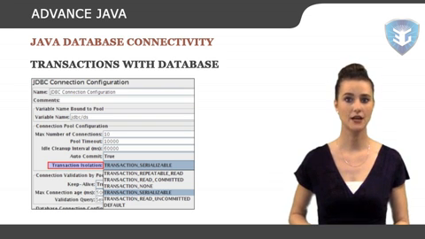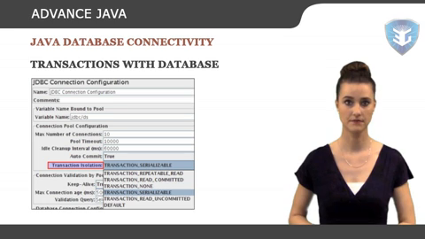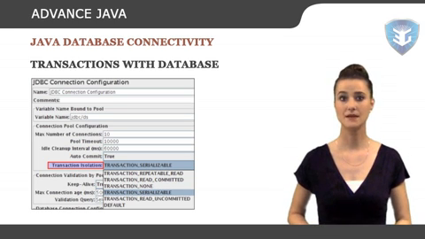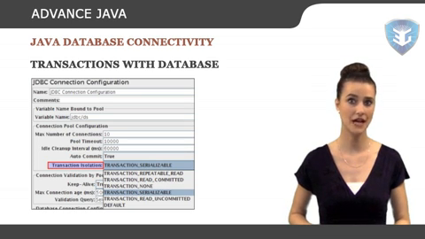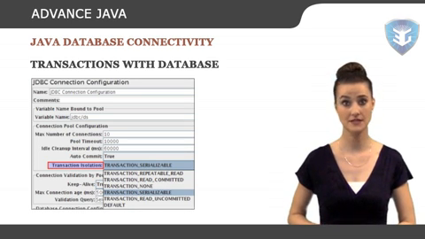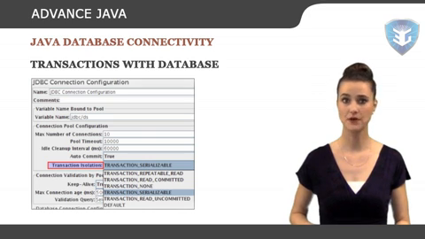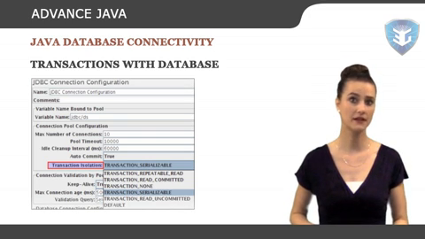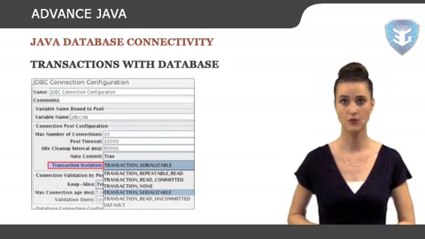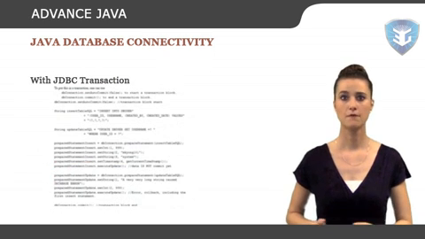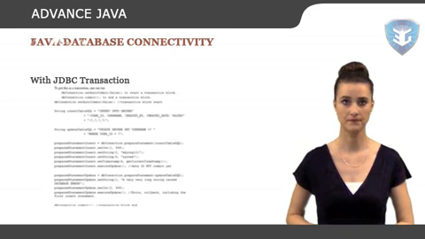Let's now understand transactions with a database. In simple terms, a JDBC transaction makes sure the SQL statements within a transaction block are all executed successfully. If any one of the SQL statements within the transaction block fails, abort and roll back everything within the transaction block. For better understanding, an example with a JDBC transaction is shown.